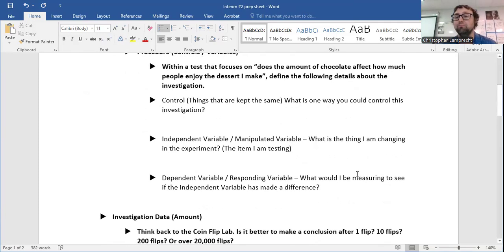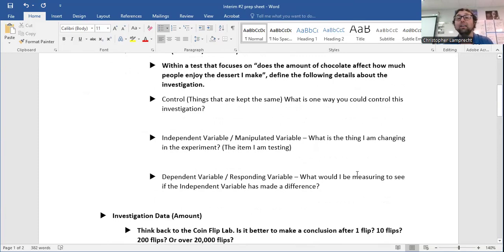Finally, how are you going to measure it? Well, in my scenario, it's going to be how much people enjoy the dessert I make them. How many people are going to like that one more than the other one that has less chocolate? So the thing I am measuring is called your dependent variable or responding variable. In this case, it would be how much people like my dessert. It's the thing you are measuring. How are you proving that the first thing, your independent variable, did anything, that it was affecting anything?